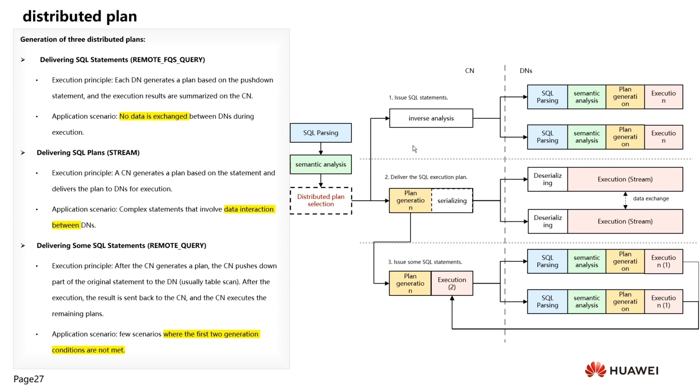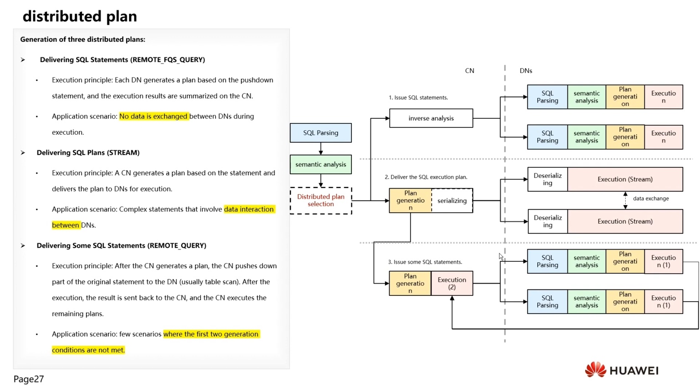The second plan is stream plan, where the CN delivers the SQL execution plan to the DNs. The DNs receive the plan, execute it, and give the result back to the CN. These scenarios involve data exchange between the DNs, and therefore this does have some extra network cost. But still, in this plan, the DN does most of the work.